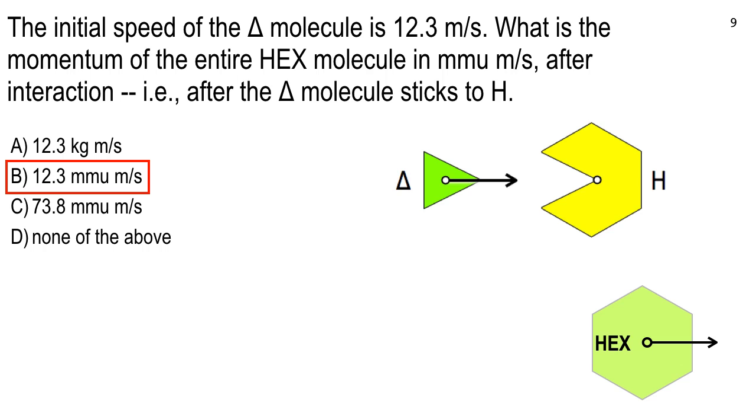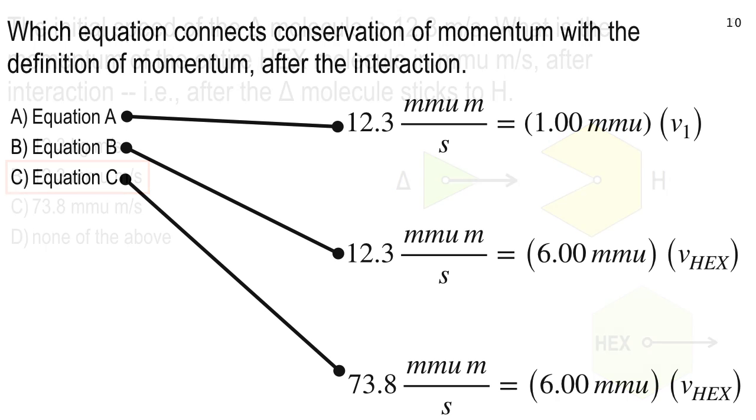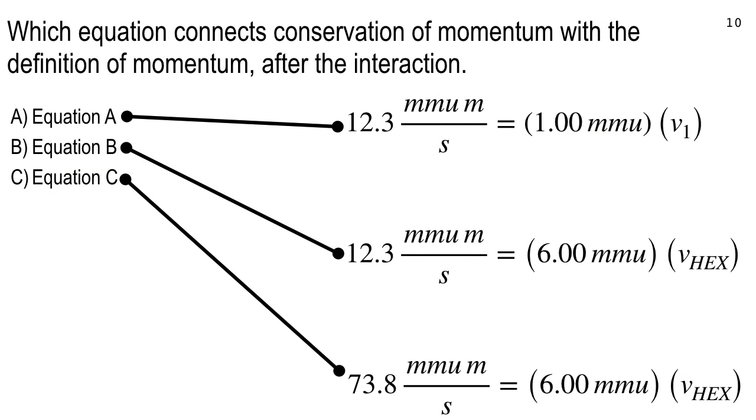Conservation of momentum. Now, C, well, let's take a look at some of these equations here. Here's your next one. This is like an equation matching question, but a deluxe form of it. Now which equation matches conservation of momentum and definition of momentum? You know, definition of momentum, P equals MV. All right, so go ahead and read carefully and think.